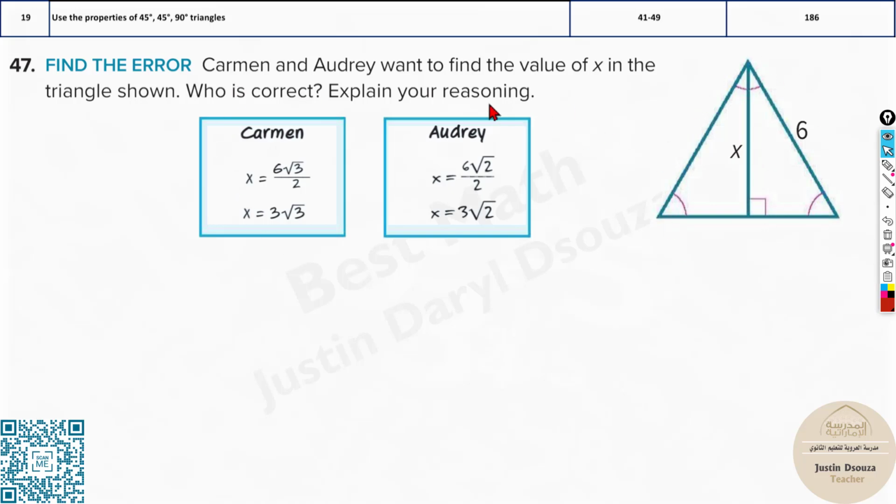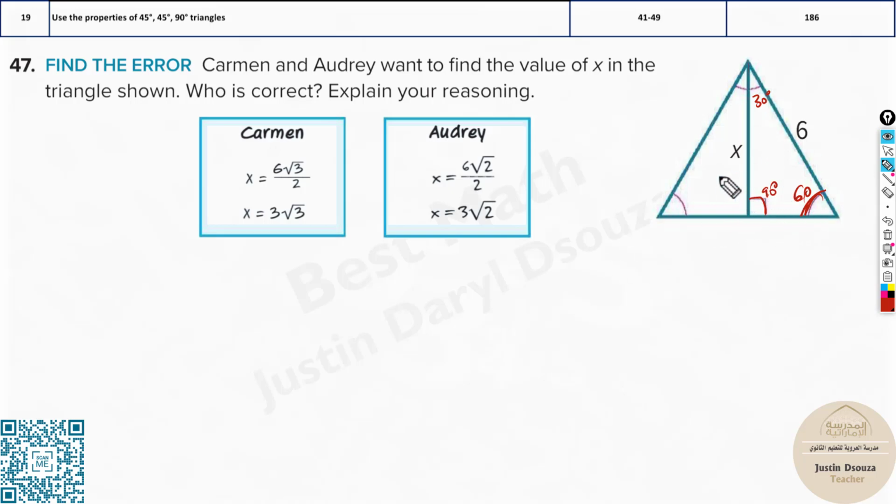Now here they have given a figure. Carmen and Audrey want to find the value x in the triangle shown. Who is correct? Explain your reasoning. Let's try this out. First of all, let us just solve it without looking at these. What do we know? This is an equilateral triangle. All angles are equal, so it's 60, 60, 60. But then we have 90 here. This is 60, because only then it's 180 degrees. Half of 60 is 30. So it's 30, 60, 90.